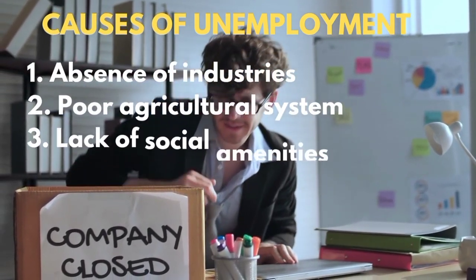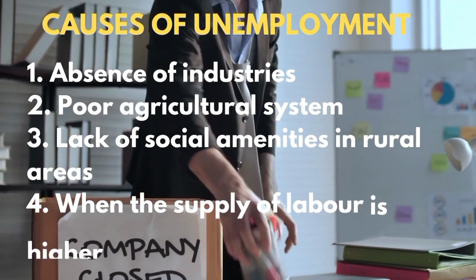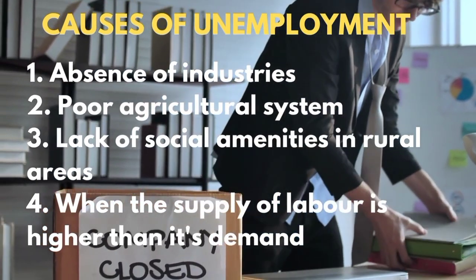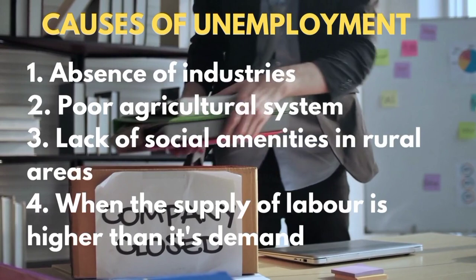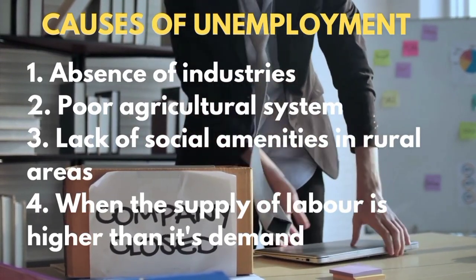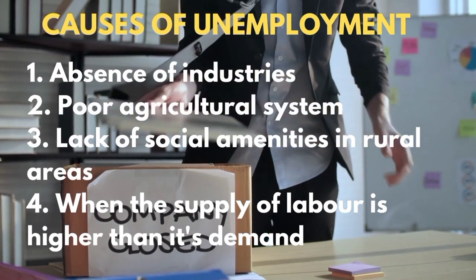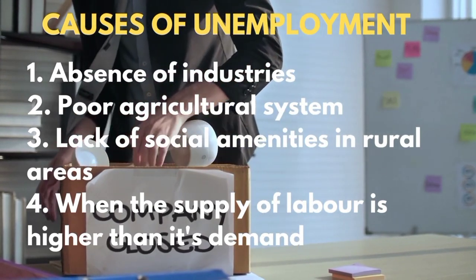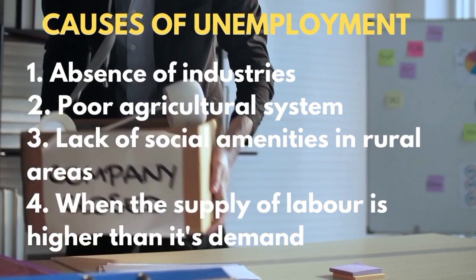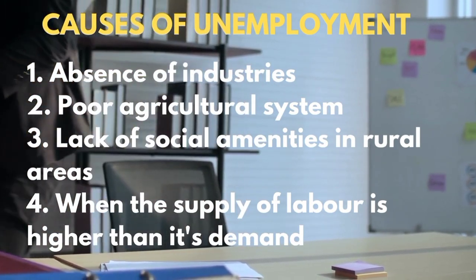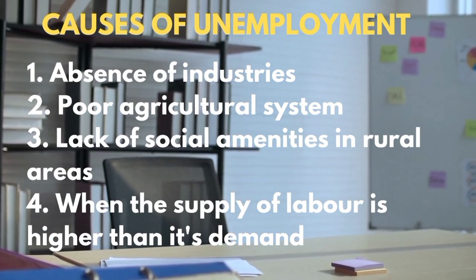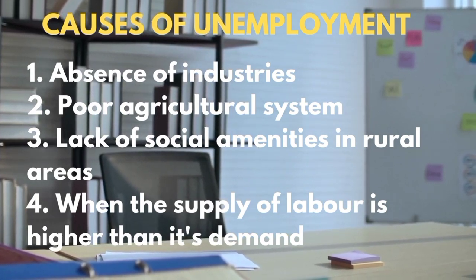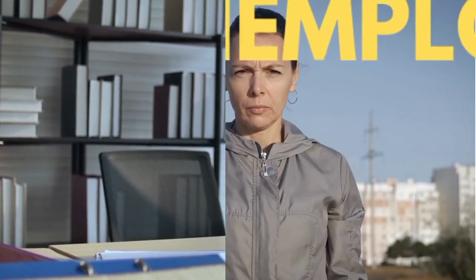Now, causes of unemployment. One, we have absence of industries. When there are not enough industries to absorb the large number of school leavers, we have poor agricultural system. Many school leavers do not consider agricultural sector as one of the areas where they can get employment. Then we have lack of social amenities in rural areas, which constitutes a push factor to rural-urban migration. Then when the supply of labor is higher than its demand, those unable to get job will be unemployed.